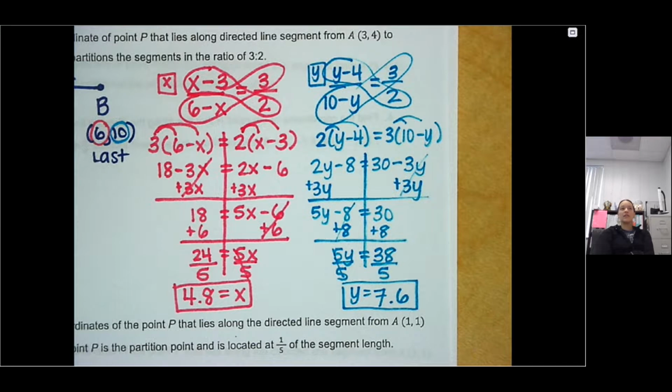All right, take a look at yours and check your work with mine. Does it look the same? Yeah, no, there you go.